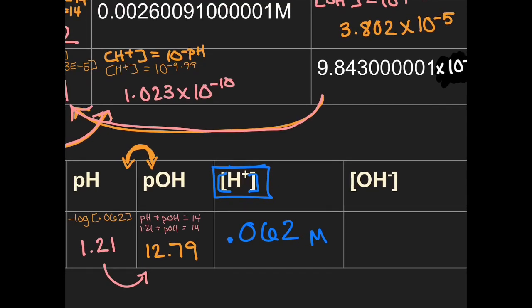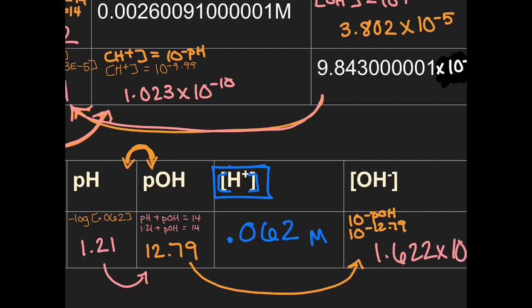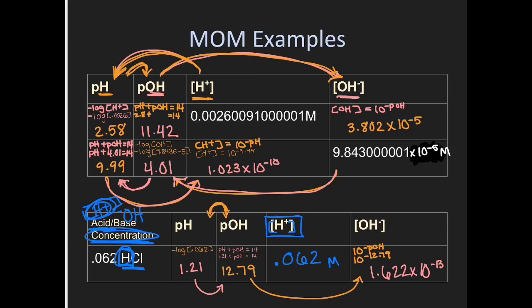All right, so now that you have the pOH, I should be able to easily find the OH concentration by doing 10 to the negative pOH is going to give me concentration. So 10 to the negative 12.79. All right, once I plug that in, what do I get? I get 1.622 times 10 to the negative 13th. All right, so that's what you're going to see on your exam for those. Those are some examples that you can flip back to as you're working through these.